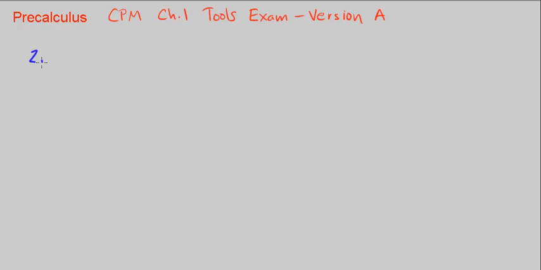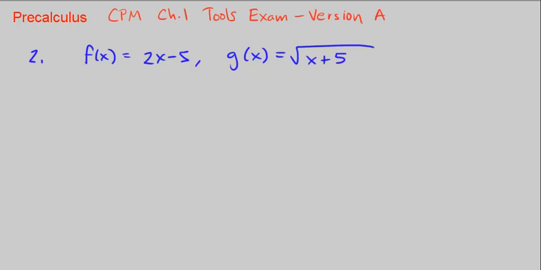Number 2. Number 2 says we're given f of x equals 2x minus 5, and g of x is equal to square root of x plus 5. Okay? So part A asked us to find the composition g of f of x. So remember, when we're doing this, this is equal to g. Now, we ignore what's on the outside for now and just substitute f of x. So f of x is 2x minus 5.